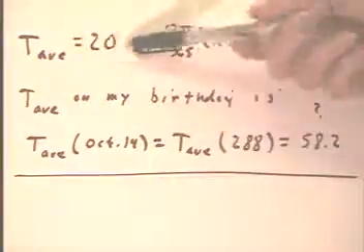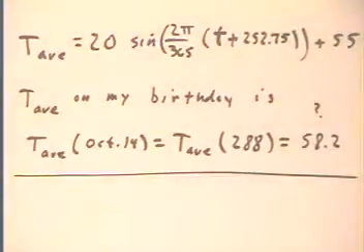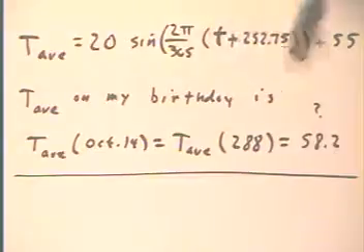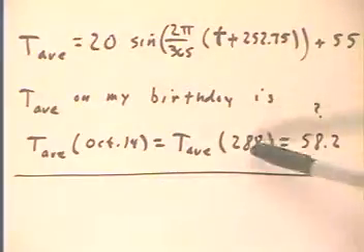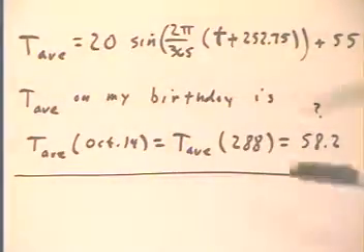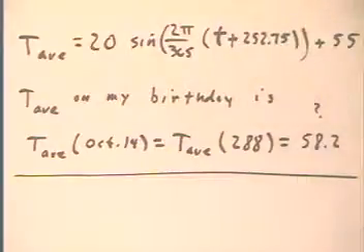Using this model, we can easily determine the temperature on any day of the year. We just put the number of the day here, evaluate the function, and we get the average daily temperature for that day. Now, the average temperature on my birthday, October 14th, the 288th day of the year, we get by plugging in 288 for T.